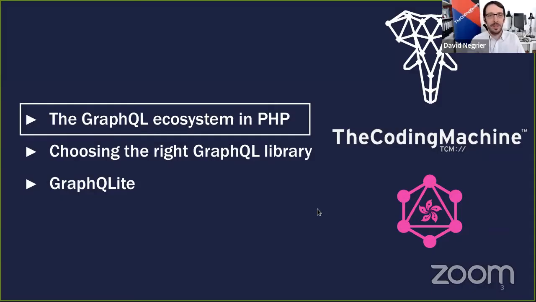Okay, so let's get started. So I already introduced my talk. I'm going to share my screen here. So basically, there will be 3 parts in this talk. The first part is about the ecosystem, the GraphQL ecosystem in PHP. It does exist, and it is actually quite large. Then how to choose the right library for your project if you're doing some PHP. And finally, a demo of GraphQLite.